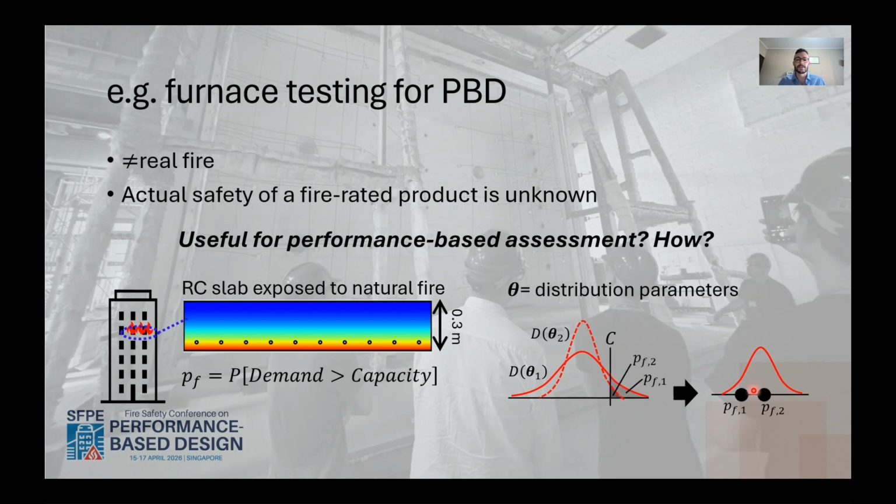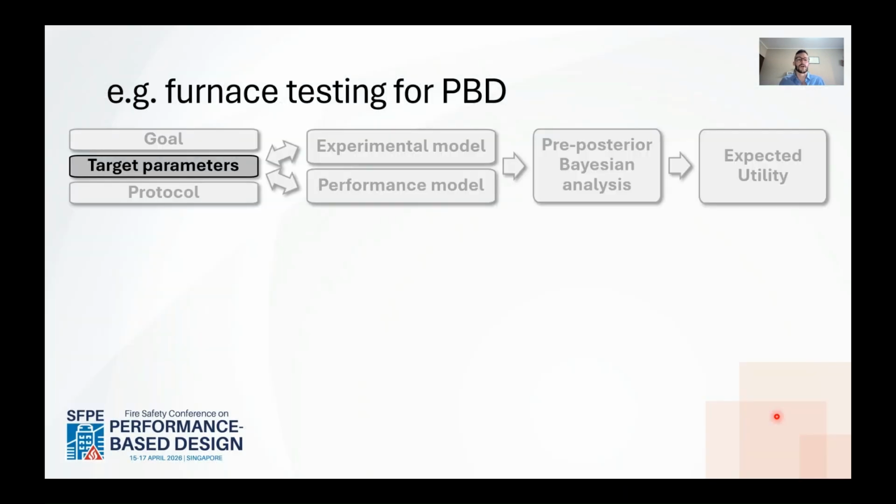And the idea is that gathering new data will reduce uncertainty in the distribution of failure probability, and therefore we will be more confident in its estimation. So let's go through the methodology step by step and see how this actually happens.